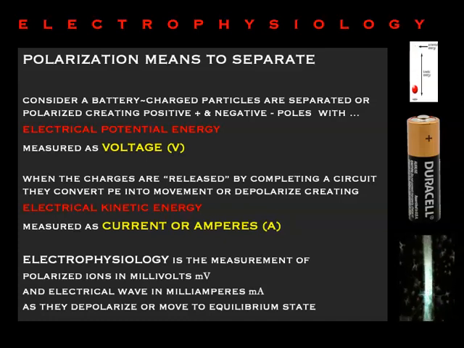Well, we do that in physiology simply by moving ions. And the ions that we're going to talk about are sodium and potassium. So electrophysiology is the measurement of polarized ions, right? Ions that are separated. We measure our values in millivolts, they're small charges, and we measure the electrical wave as those ions move in milliamperes. And so those ions are going to want to go from a polarized state to a depolarized state as they move to go to equilibrium. What am I talking about?